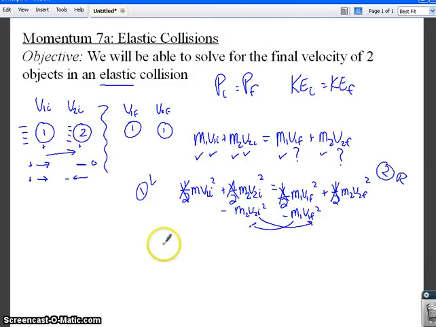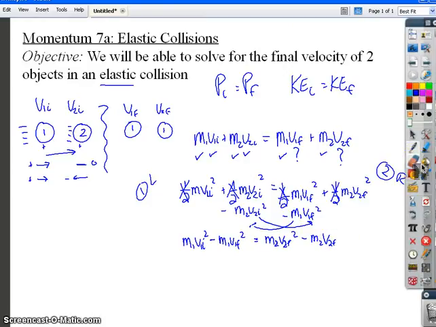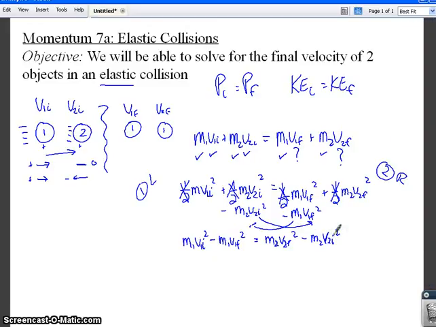So we have m1 v1 initial squared minus m1 v1 final squared equals m2 v2 final squared minus m2 v2 initial squared. So we notice now that the m's, object 1's all on this side, object 2's all on this side, okay? Now that we have that, I can factor.